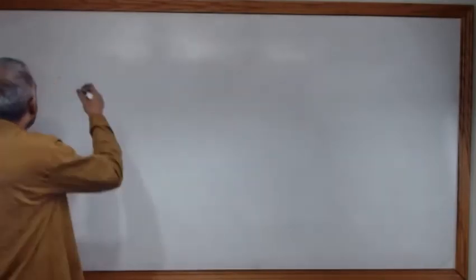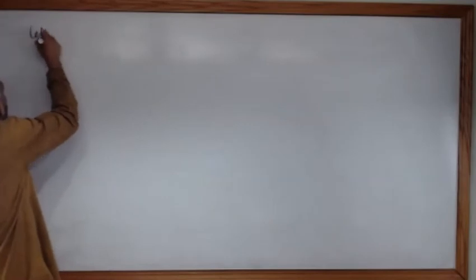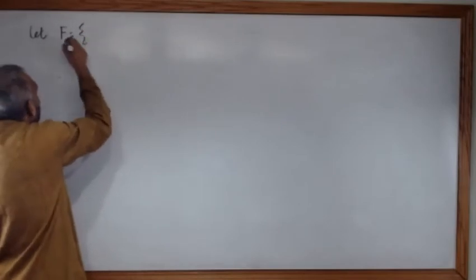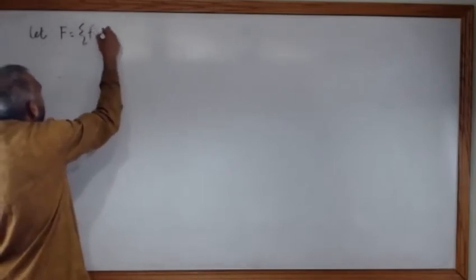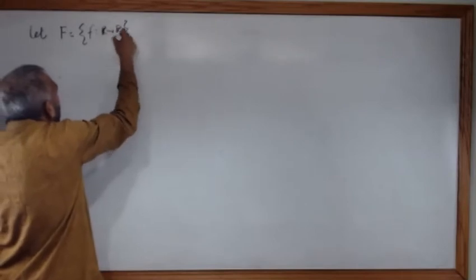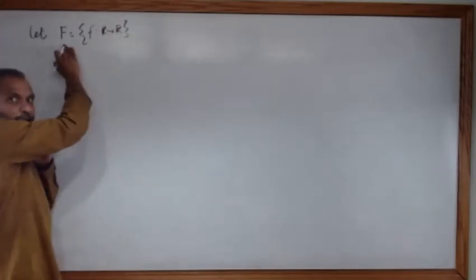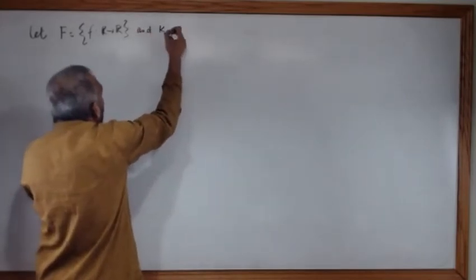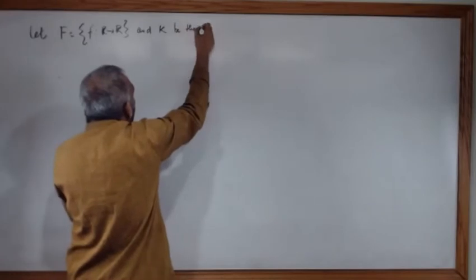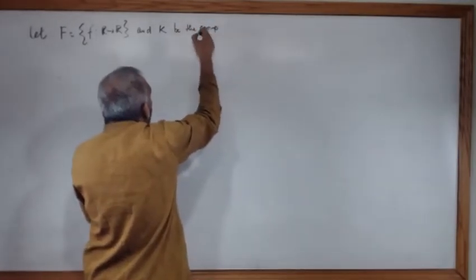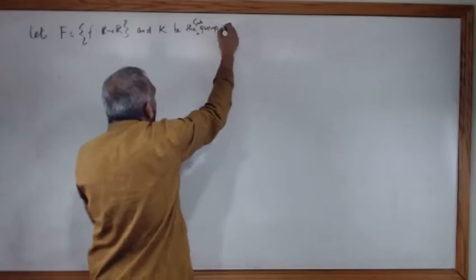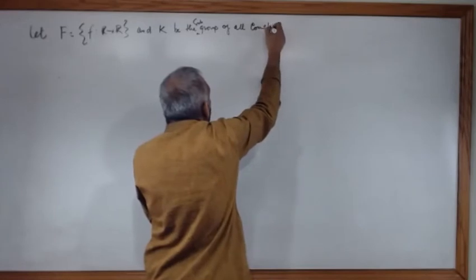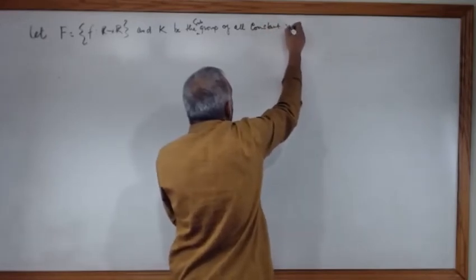Our next problem is this. Let F be the group of all real valued functions with function addition as a binary operation, and K be the subgroup of all constant real valued functions.